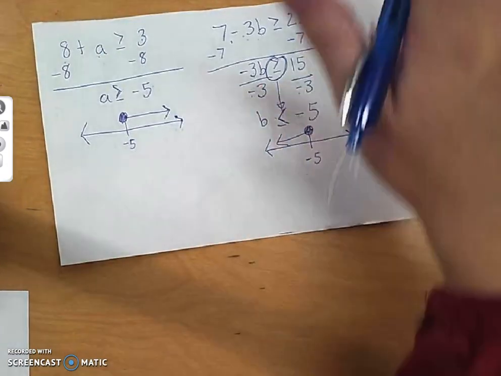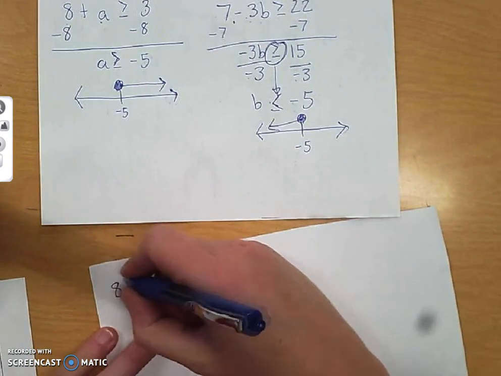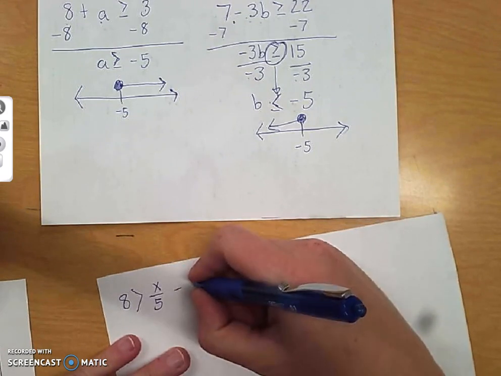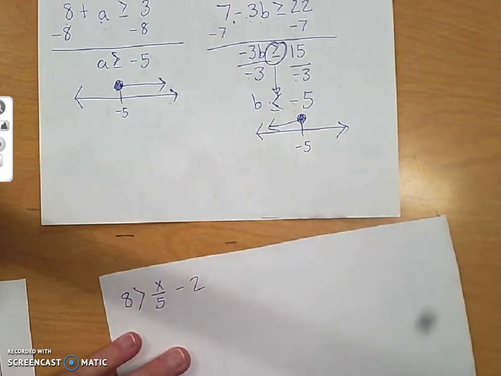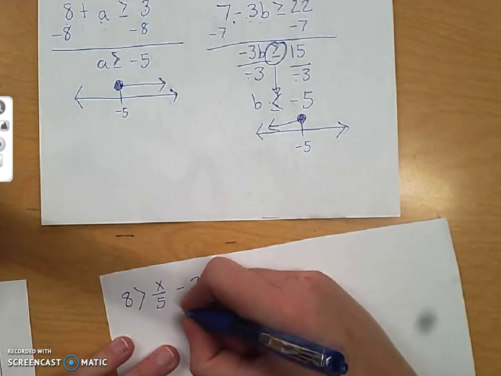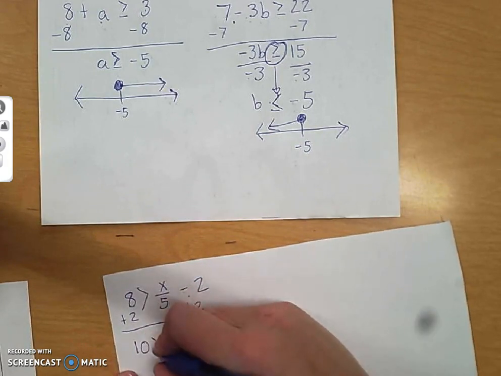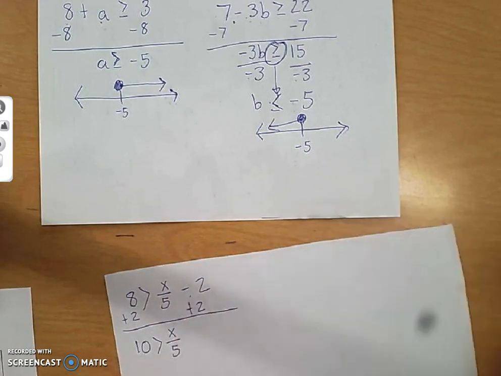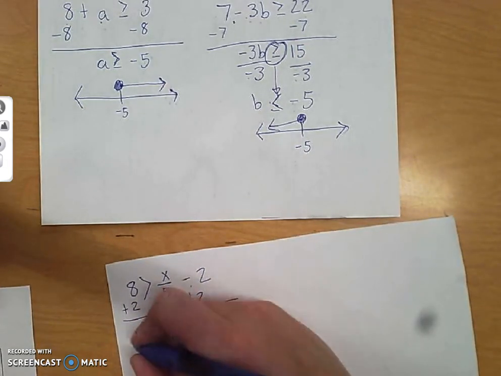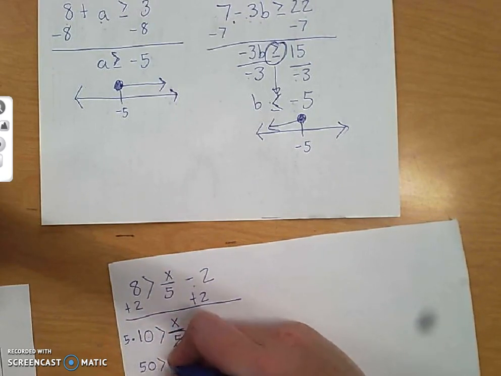Our next one, we have 8 is greater than x over 5 minus 2. First thing I'm going to do, this is a minus 2, so I'm going to go ahead and add 2. Gives me 10 is greater than x over 5. We're dividing. The opposite of divide is to times by 5. 10 times 5 is 50 is greater than x.